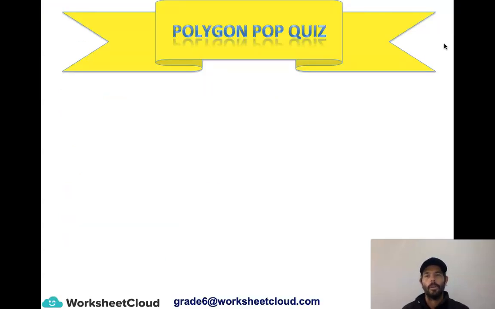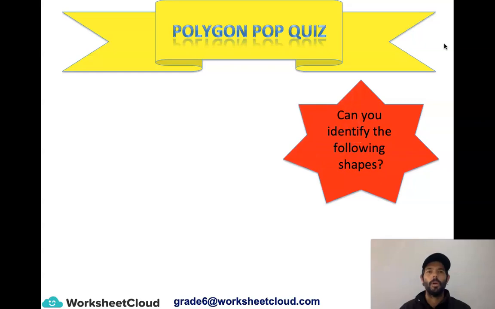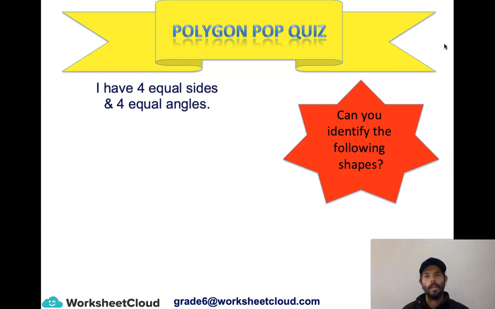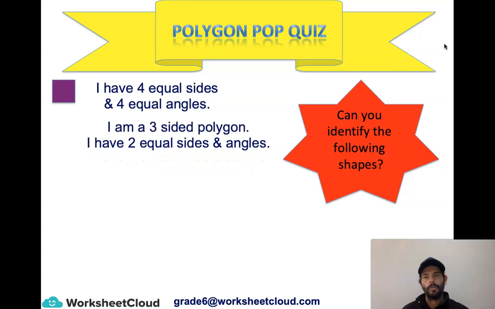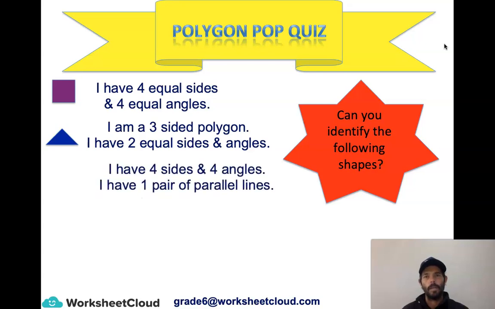Okay, so first thing I've got for you is a little polygon pop quiz. Okay, and you need to identify the following shapes based on the characteristics given. So your first one, I have 4 equal sides and 4 equal angles. Quite correct, a square. Number 2, I'm a 3-sided polygon. I have 2 equal sides and angles. And you should have remembered this from a previous lesson. It's an isosceles triangle.